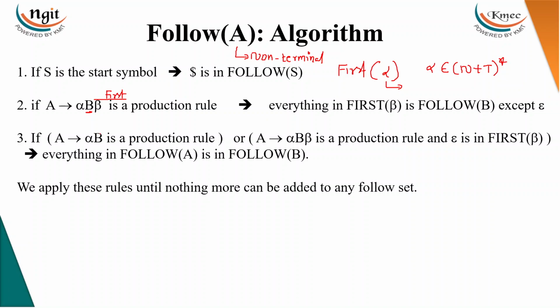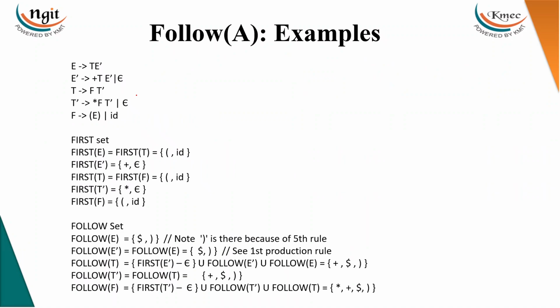Then assume that B is followed by nothing. If B is followed by nothing, then the FOLLOW of B is nothing but the FOLLOW of A. So you have to take the FOLLOW of the left-hand side non-terminal. To find the FOLLOW, what is required for us? FIRST. If you don't know how to construct FIRST, then it is useless to start FOLLOW. Let me explain this with a simple example.